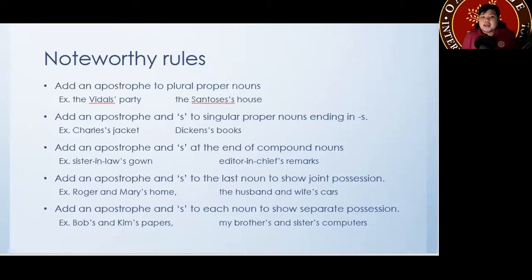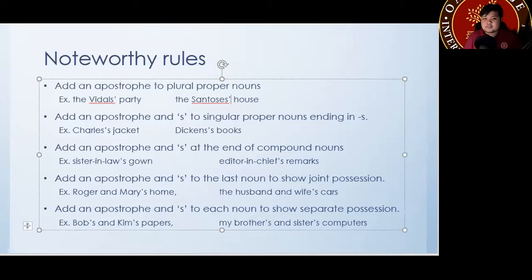So the first one is adding an apostrophe to plural proper nouns. Yes, proper nouns can be in plural form. For example, the family name Vidal. When we're talking about a lot of people with the last name Vidal, then you have Vidals. Or for example, a lot of people with the last name Santos, you have Santoses. Let me just fix the Santoses over here.